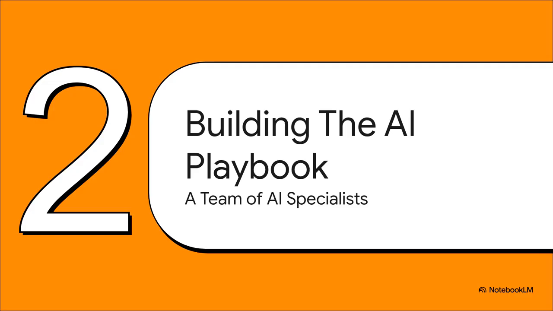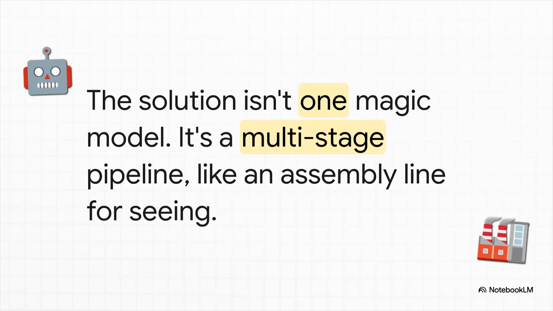So, how in the world do you solve a problem that's this hard? Well, you don't go looking for one single magical AI that can do it all. No way. You build a team. You create an AI playbook where each different model has one specific job to do. The best way to think about it is like an assembly line, but for sight. Each station, or each model, takes the work from the station before it, does its one little job to refine it, and then passes it down the line. This idea of a multi-stage pipeline is the secret sauce to tackling something this complex.